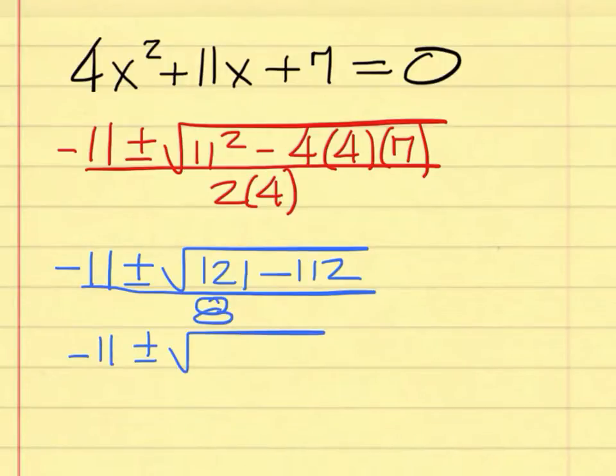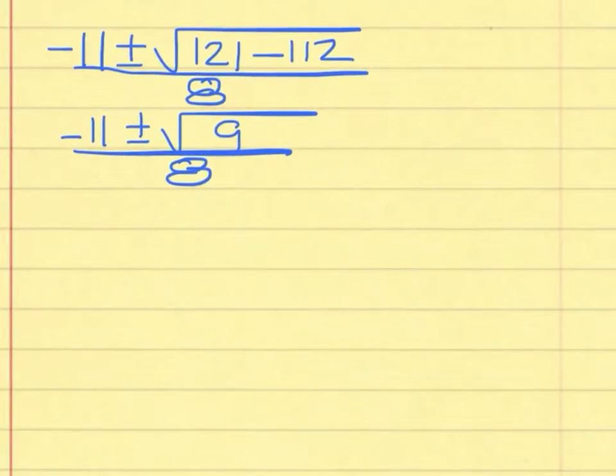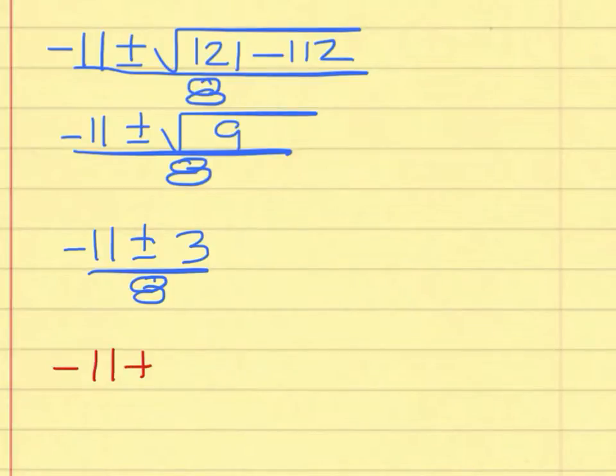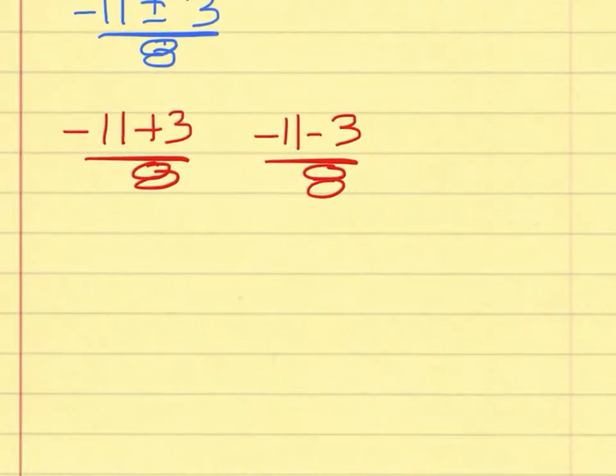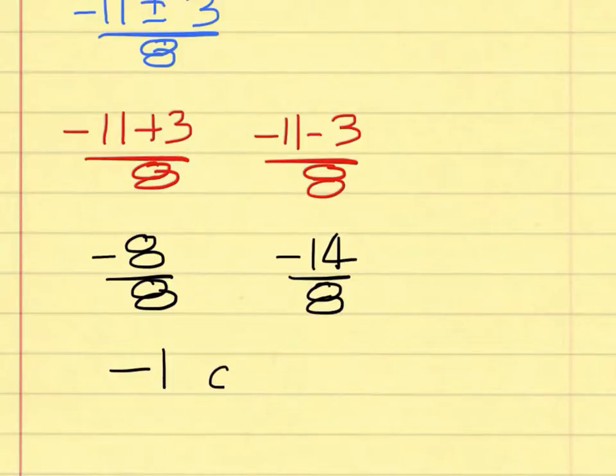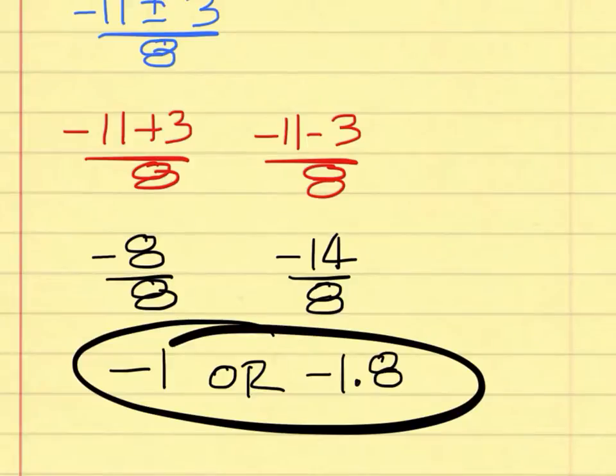And under the square root sign, that simplifies to a 9, which is really neat, because now we will have negative 11 plus or minus 3 over 8. And we must do negative 11 plus 3 over 8, negative 11 minus 3 over 8. So this is a negative 8 over 8, and on the right side a negative 14 over 8. So you'll have negative 1 or negative 1.8 when you round to the tenths place.